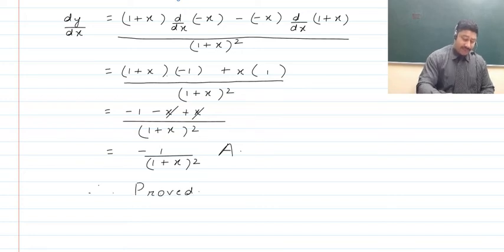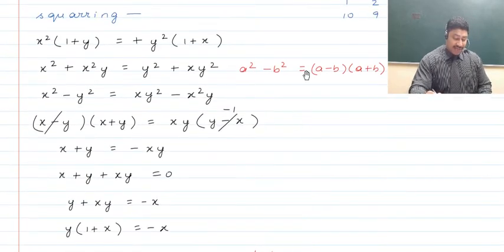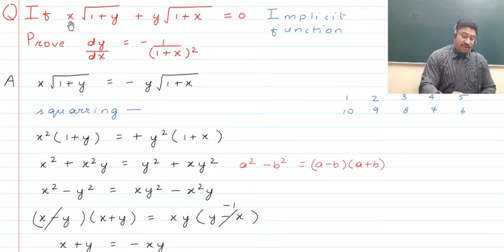So now children, I'll just quickly discuss this once more, so that if there is any ambiguity whatsoever, all of that gets cleared. In this question children, you've been given a function equation, which is x times root of 1 plus y plus y times root of 1 plus x, equal to 0. And this is an implicit function because here you won't be able to segregate y and x, or in other words, you won't be able to make y the subject of the equation. And here you've got to prove that dy upon dx is equal to minus 1 upon 1 plus x whole square.